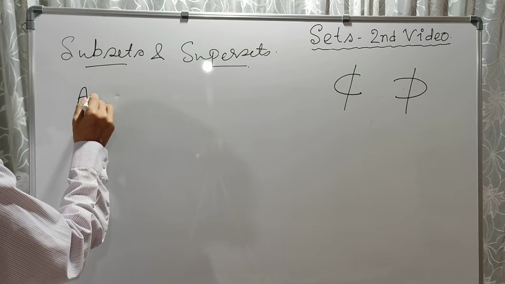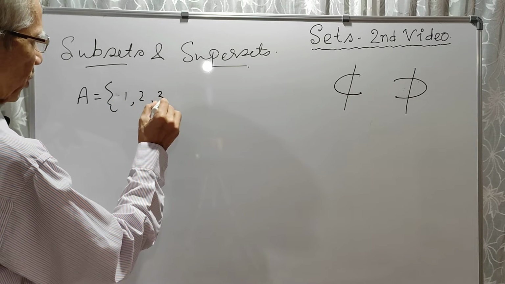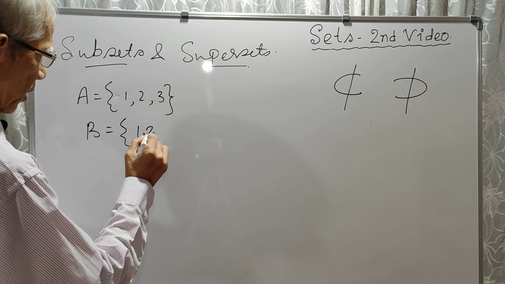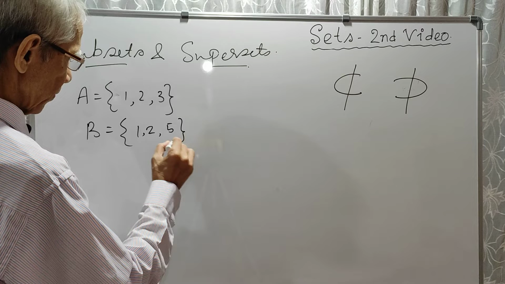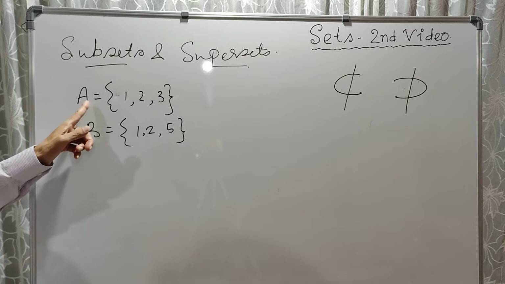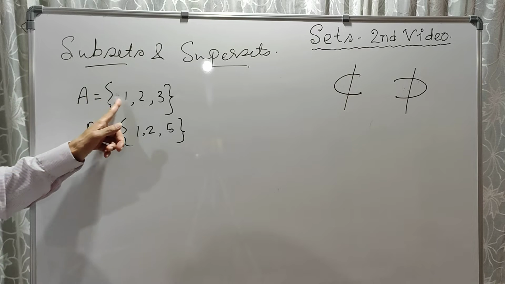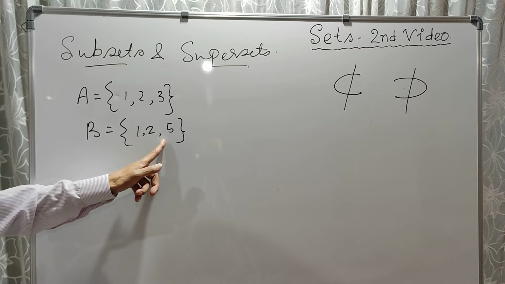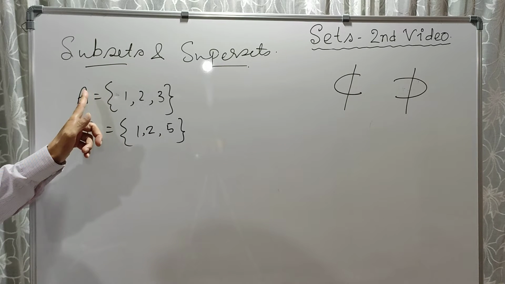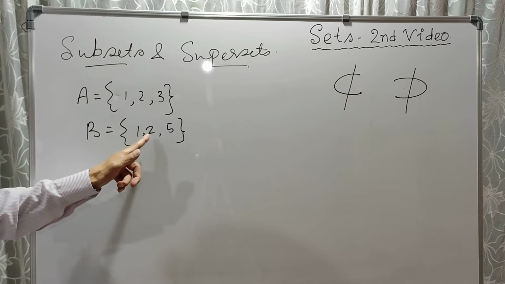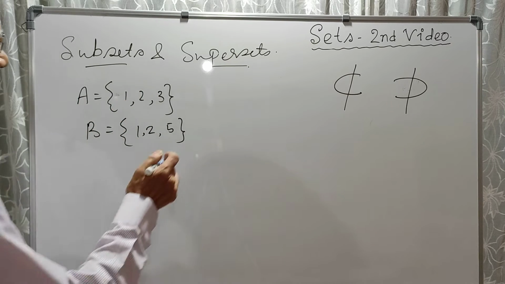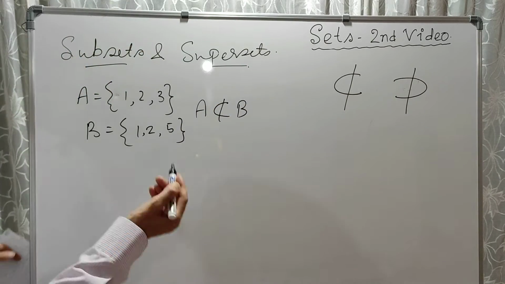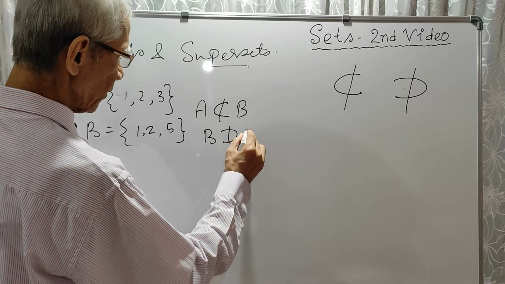For example, suppose A is 1, 2, 3, and suppose B is 1, 2, 5. Now, we cannot say A is a subset of B because A has 1, 2, 3. Here 1 is present, 2 is present, but 3 is not present. So each and every element of A is not present in B. Only 1 and 2 are present, 3 is not present. Therefore, A is not a subset of B. If A is not a subset of B, conversely, B is not a superset of A.